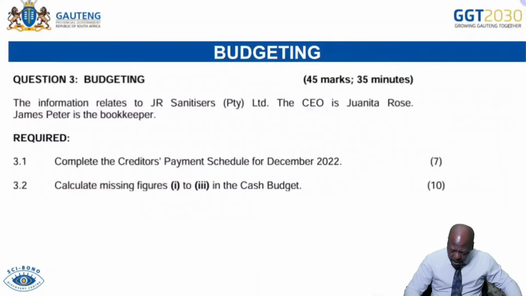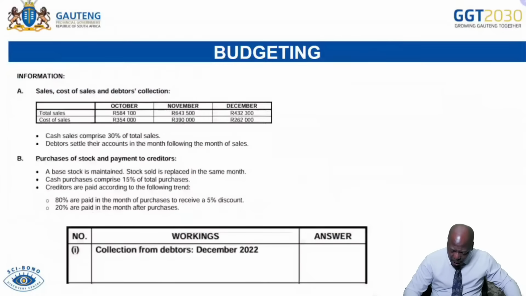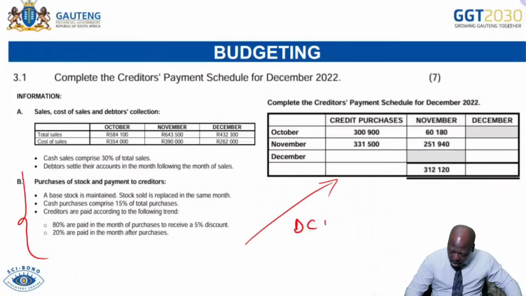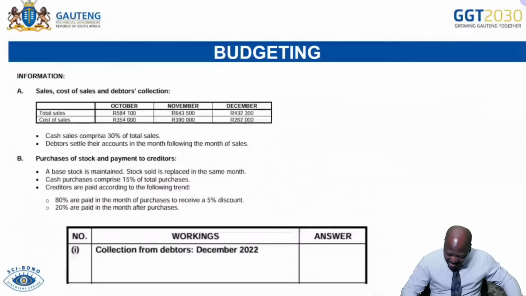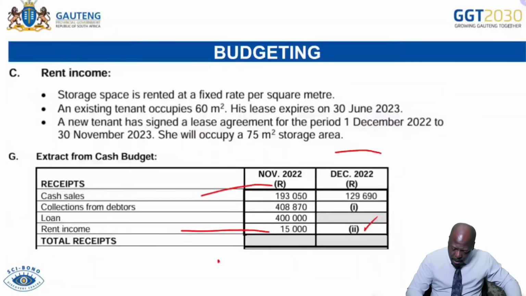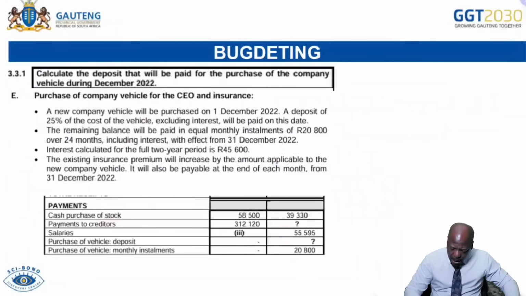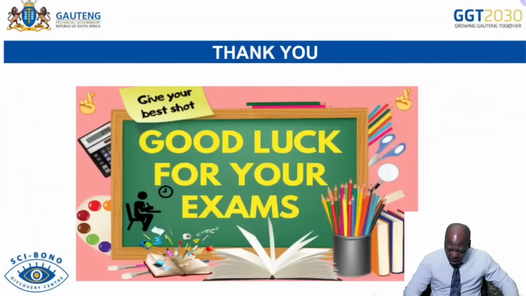On budgeting, I intended to do the creditors payment schedule, but as I've indicated, due to time, I'm not able to do that. Please do your budgeting and also do calculations that pertain to the collection of debtors. So you must do your creditors payment schedule as well as the debtors collection schedule. Then do calculations also that pertain to adjustments such as your rent income, and other calculations that pertain to salaries. I'm just going to move towards the end of my lesson. Please do expose yourself to such adjustments as well, and we have to call it a day now.